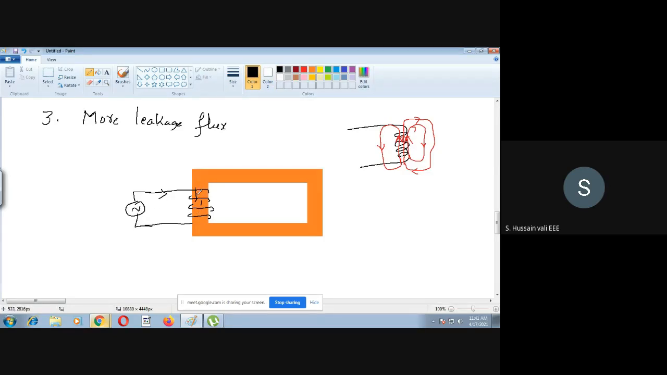We'll do one thing. Better I will take some other color. No, red color will not be green color. Okay, so this green color lines are flux lines. I will show you now why I'm drawing like this.